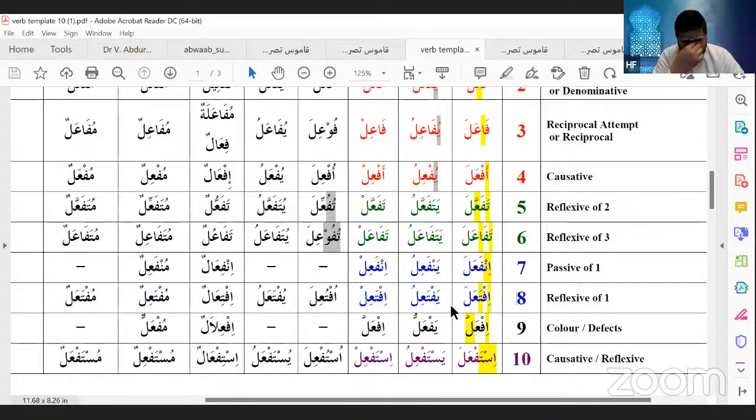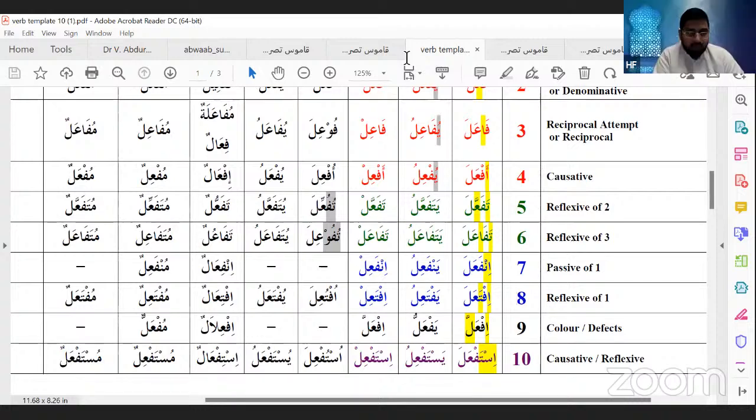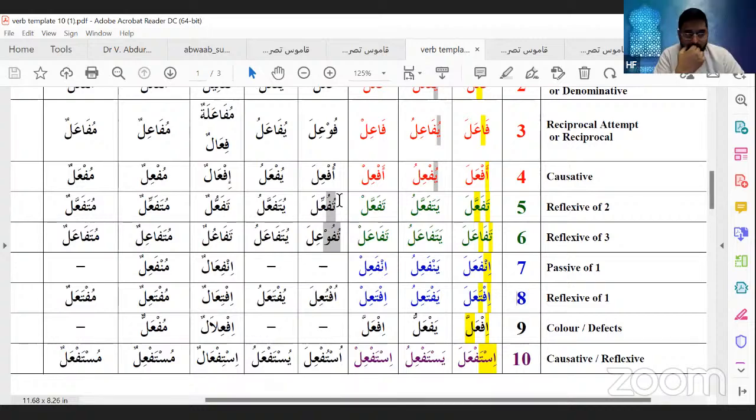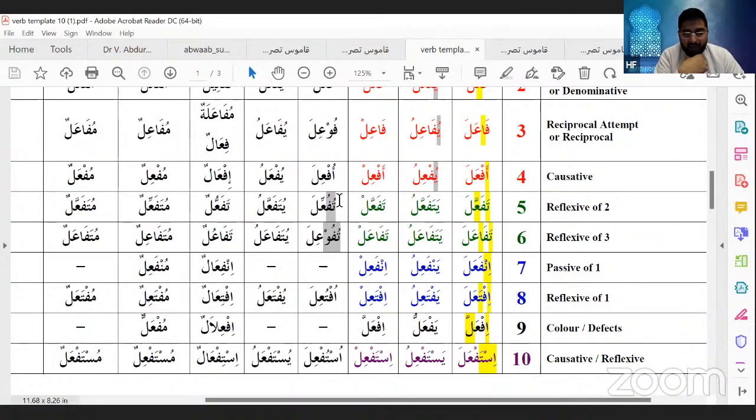Ifta'alta, ifta'altuma, ifta'altum, ifta'alti, ifta'altuma, ifta'altunna. Correct. Ifta'altu, ifta'alna. Excellent.